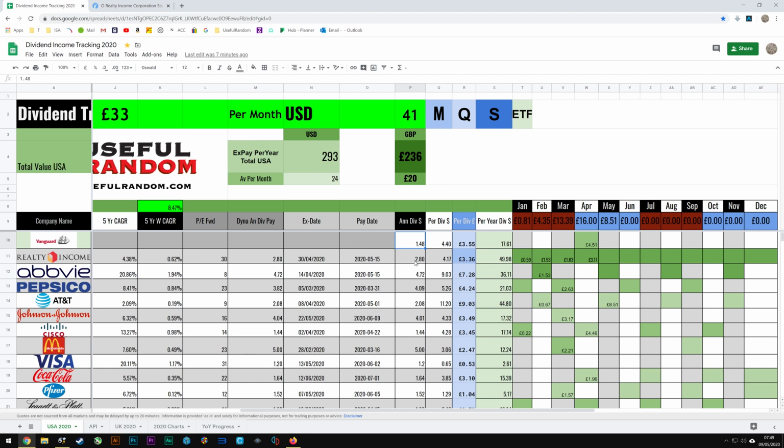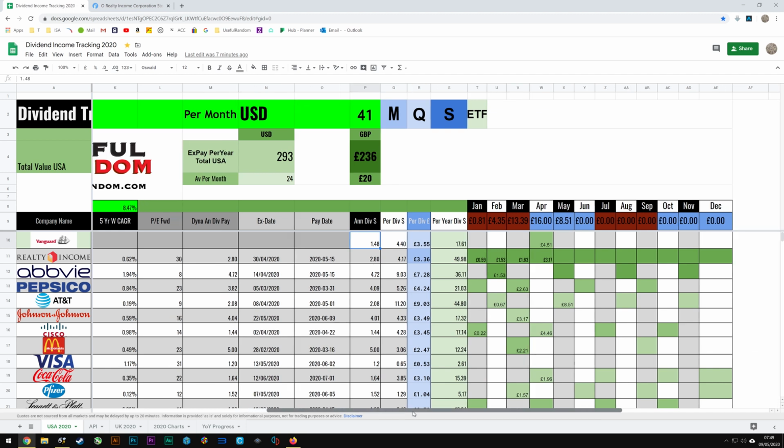The next few columns rely on the annual dividend, as does the dividend yield previously discussed. So we come to the next column now, which is the per dividend amount in dollars. This is the expected amount I should get per dividend in dollars. It's another simple one. It takes the per year dividend amount in cell S11, again Realty Income, and divides it by 12 as Realty Income is a monthly payer.